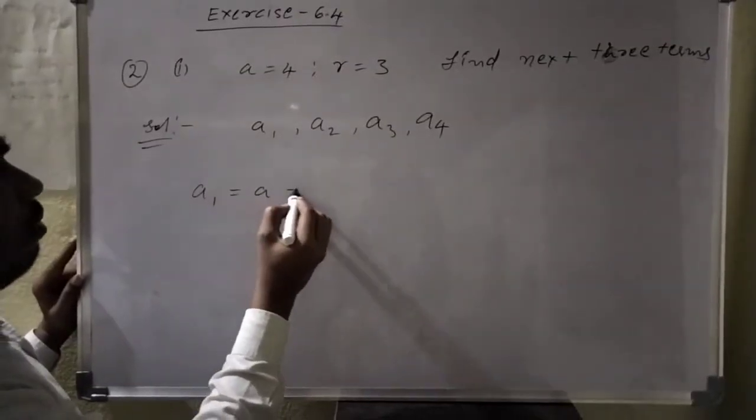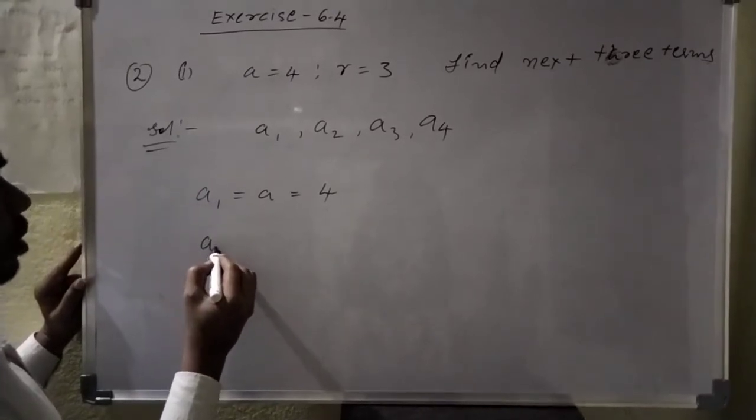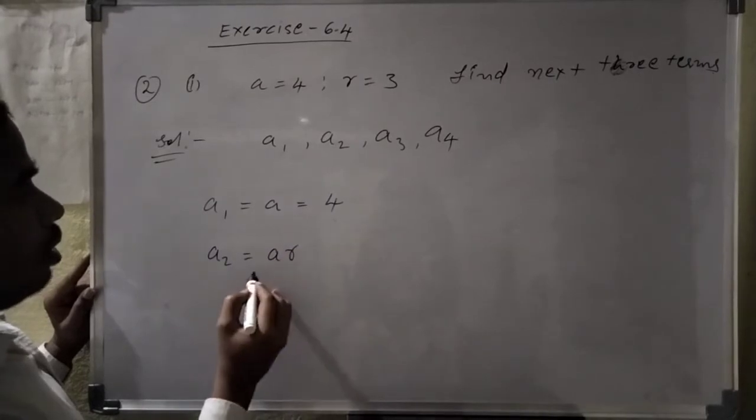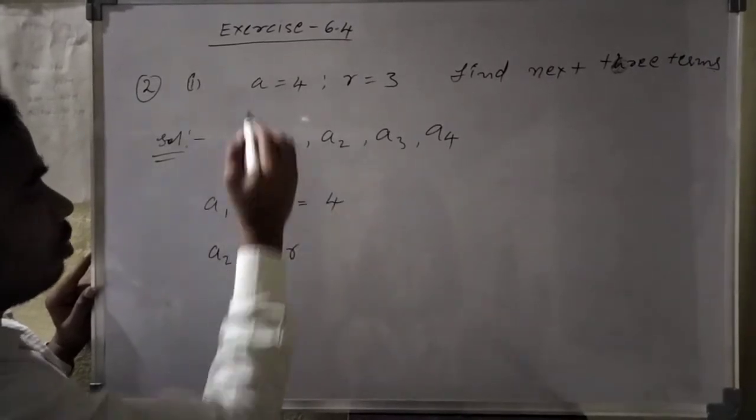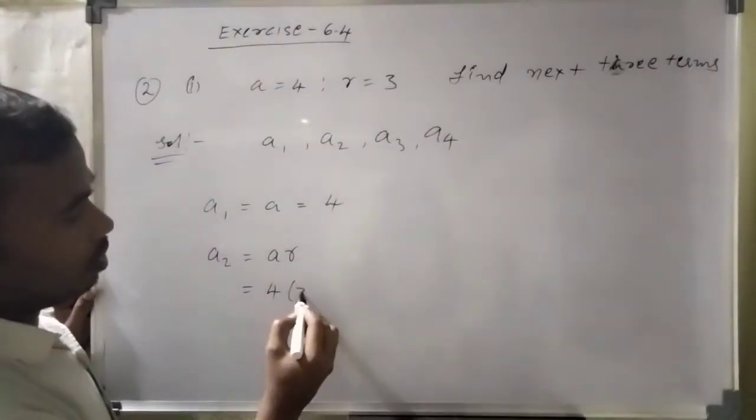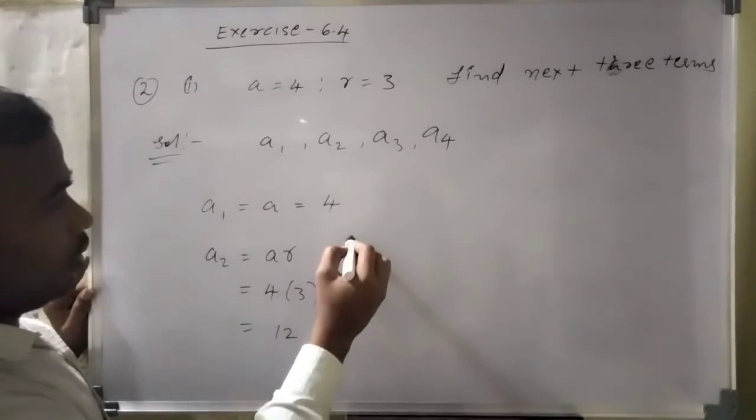So a1 means the a value, which is given as 4. So a2 is equal to ar. The a value is equal to 4 and the r value is given as 3. So 4 threes are 12. So a2 is finished.